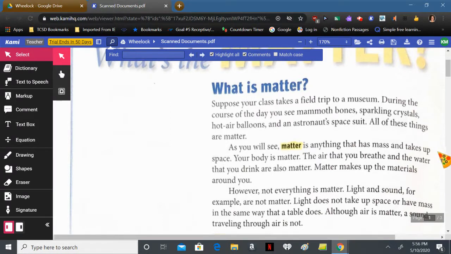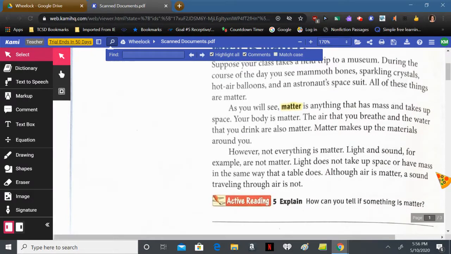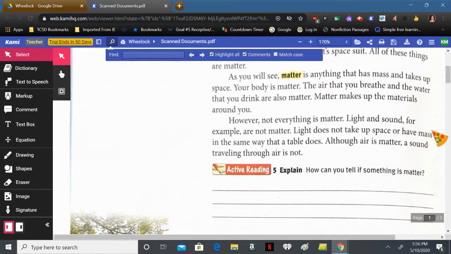As you will see, matter is anything that has mass and takes up space. Your body is matter. The air that you breathe and the water that you drink are also matter. Matter makes up the materials around you. However, not everything is matter. Light and sound, for example, are not matter.